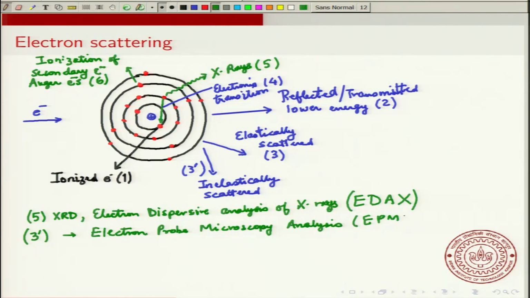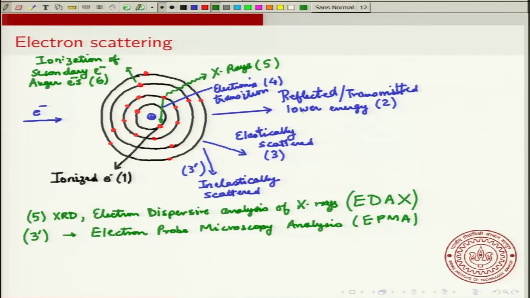EPMA. And really it is a reflect. Now, this is different from the usual microscopy, because you are looking at the inelastically scattered electrons. There are several other techniques, and let me just mention a few of those.